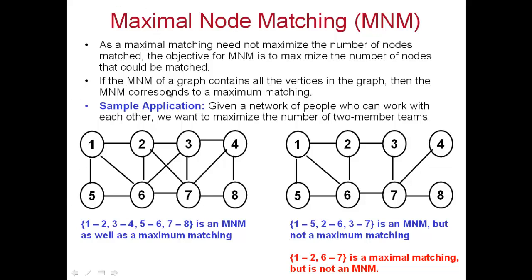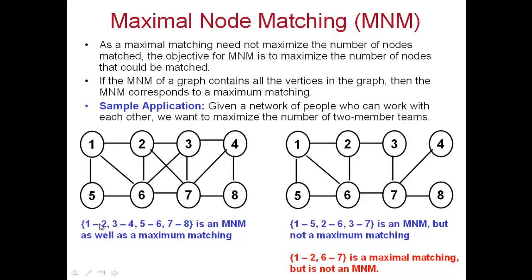Okay, and that's the application I just mentioned earlier. Given a network of people, we can work with each other. We want to maximize the number of two-member teams. So that's one application where this algorithm can be applied. So let us take this same graph again that we saw here.